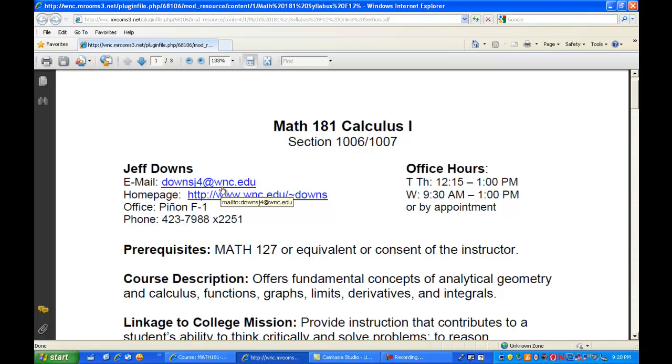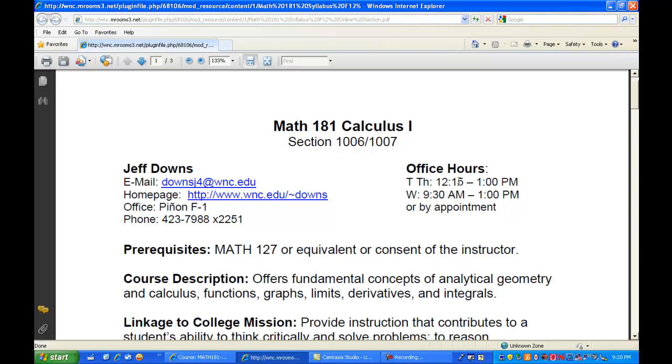So first, here's my email address. It's actually just downs@wnc.edu. My home page is www.wnc.edu/downs. My office is Pinion F1. The phone number you can reach me at in Fallon is 775-423-7988, extension 2251.